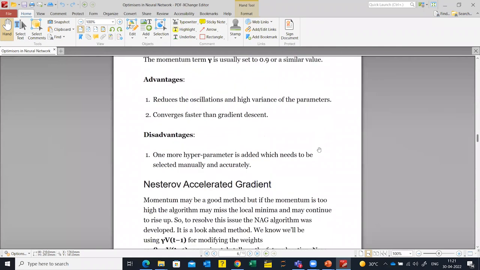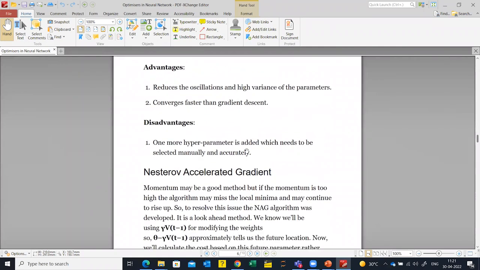Now the disadvantage is that we are obviously using one more hyperparameter, which is added and which needs to be manually selected accurately. So whenever we have optimizers or even hyperparameters which need to be selected manually, it becomes a headache for the data scientist, or whoever the engineer or researcher is, because you have to manually tweak it to make it better.